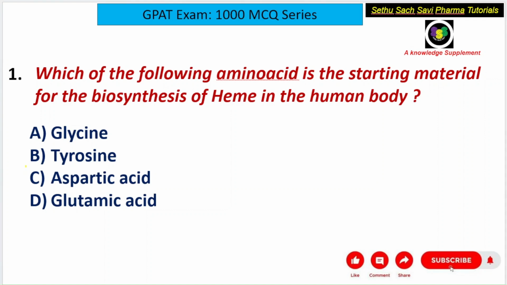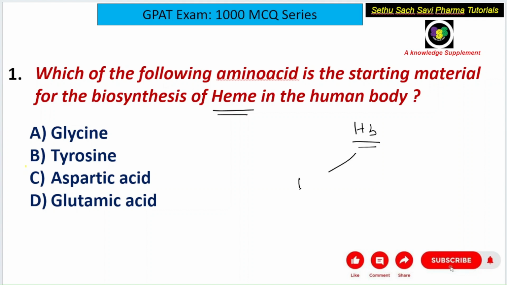So the first question is, which of the following amino acid is the starting material for the biosynthesis of heme in the body? A. Glycine, B. Tyrosine, C. Aspartic acid, and D. Glutamic acid. So the first thing you need to know, heme is a part of the protein hemoglobin.